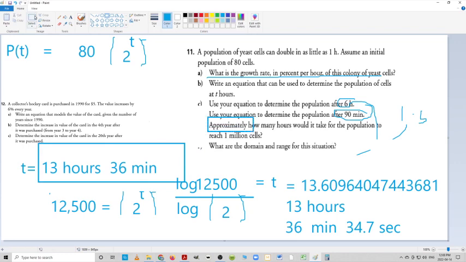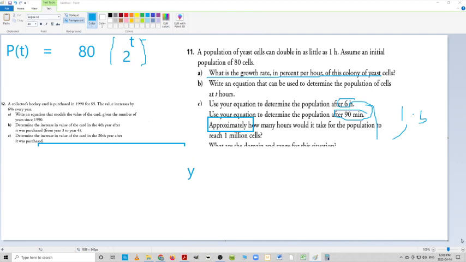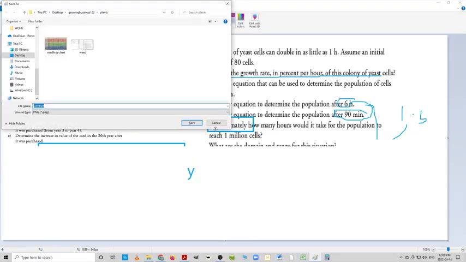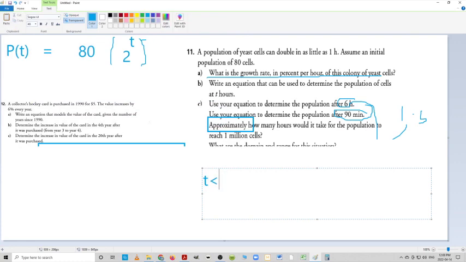What are the domain and range of this situation? So this is a good question. We have to be careful because in a real life situation, our time will never go down below 0. So that means 0 is smaller or equal to t, which is smaller than infinity. So that's our domain. Our y, I can see that there's no y transformations, and there's no negative in front of the 80. So y is bigger than 0.